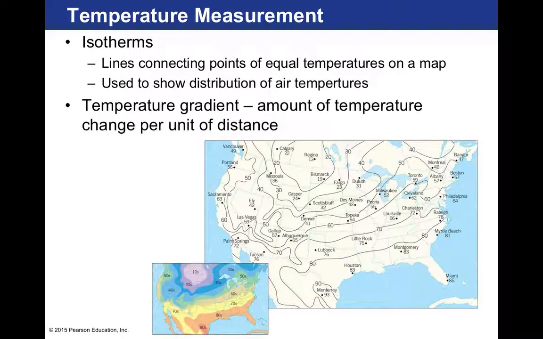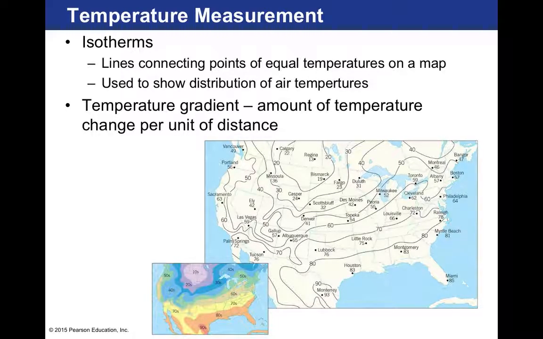One important thing when you're looking at weather maps, and you're going to see that in the next few chapters, there's going to be many maps to look at and analyze. One thing that you might see on a weather report is a map that has something called isotherms. And these are just lines on the map connecting points of equal temperature. So it's used to show the distribution of air temperature at certain locations on the planet, and also how the temperature is changing per distance. And we call this amount of temperature change per unit distance the temperature gradient.